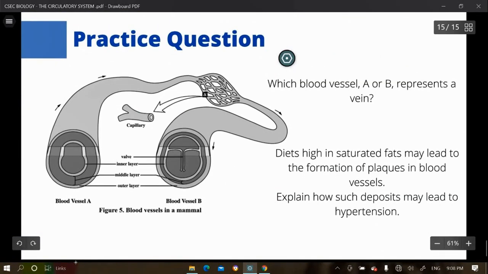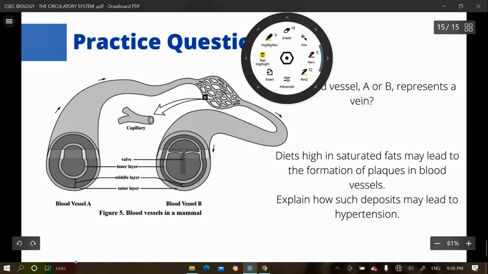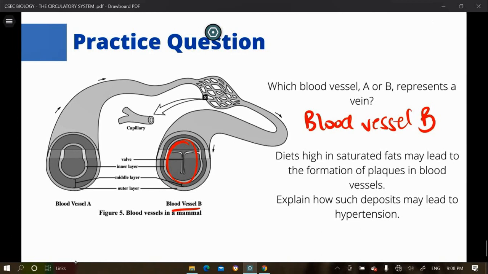Now here we go, I think it's the final question. Which blood vessel, A or B, represents a vein? I told you that you can use the valve to distinguish between them. So this would be blood vessel B.